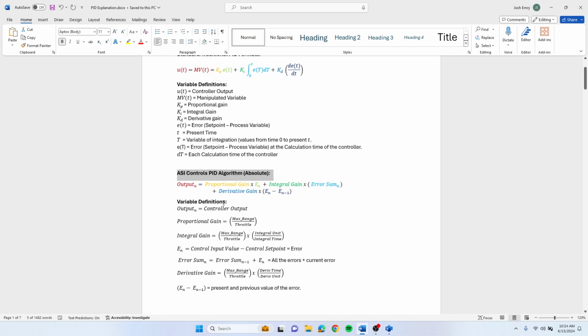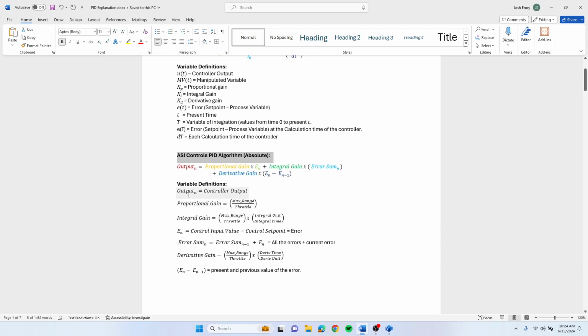So the variable definitions for ASI controls: output is your controller output. So here's our controller output. That's going to equal our proportional section, which is proportional gain times our error, plus our integral gain times our error sum, so our sum over time, plus our derivative gain times our current error minus our previous. We won't use this in our formula down below when we actually do the calculation. I'll show you the math, but that won't have an effect on our output because we're not going to use it.